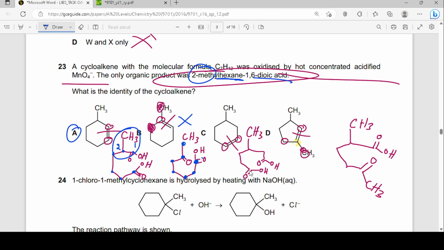Then this one seems like a dioic acid, but then 1, 2, 3. So it has the branch on the third carbon atom, right? So 1, 2, 3, 4, 5, 6. It's a hexane-1,6-dioic acid, but it's 3-methylhexane-1,6-dioic acid. So it's wrong. We need 2-methyl. And then over here, you don't have a dioic acid again because you end with C=O CH3, right? So it's a ketone over here on this side. So methyl ketone in fact. So basically D cannot be the answer either. So yeah, A is the answer.